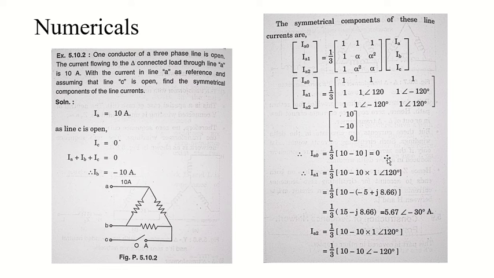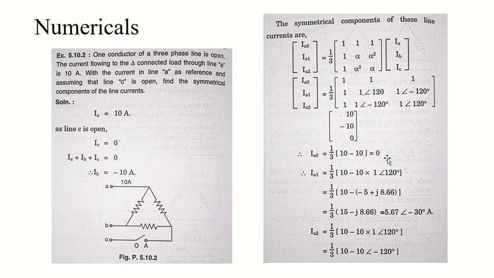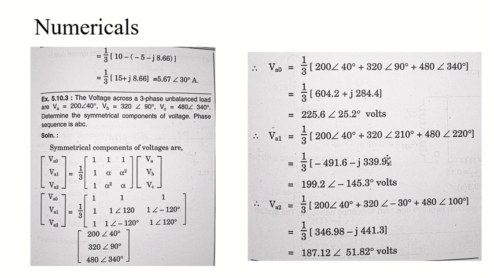Same way you can find the value of IA2 as well, and when you do that you will find out that the value of IA2 is the same as the value of IA1, so you can calculate that as well. Simply the angle will be inversed, right? The angle will be opposite.